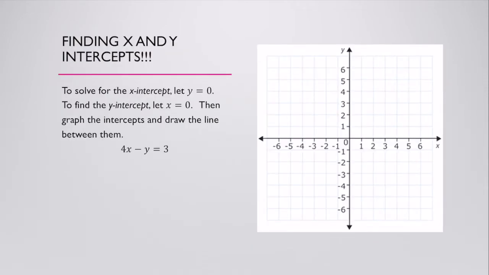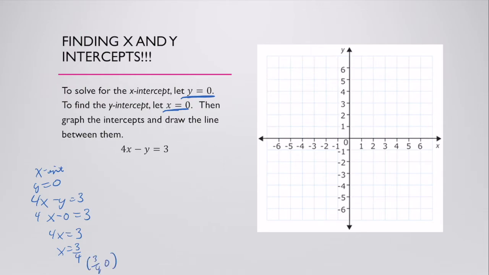So why don't we solve for the x-intercept and y-intercept, and then we'll graph this line. In order to solve for the x-intercept, you always let y equal 0, and to find the y-intercept, you let x equal 0. So let's find the x-intercept and let y equal 0. That means 4x minus y is 3. 4x minus 0 is 3. 4x is 3, so x is 3/4. So I have when x is 3/4, y is 0. This is a point on our line.